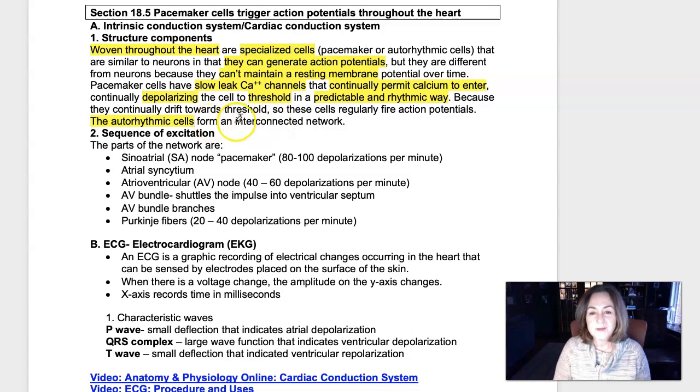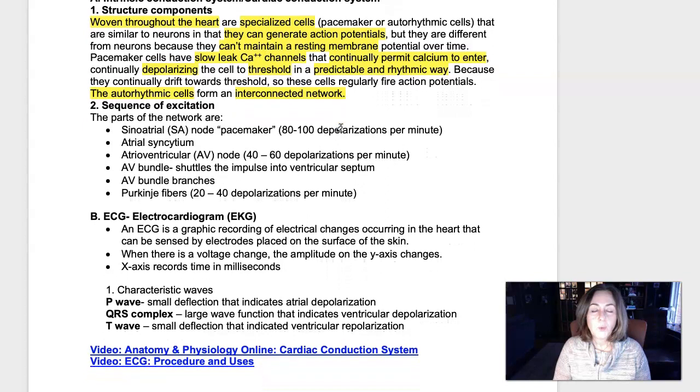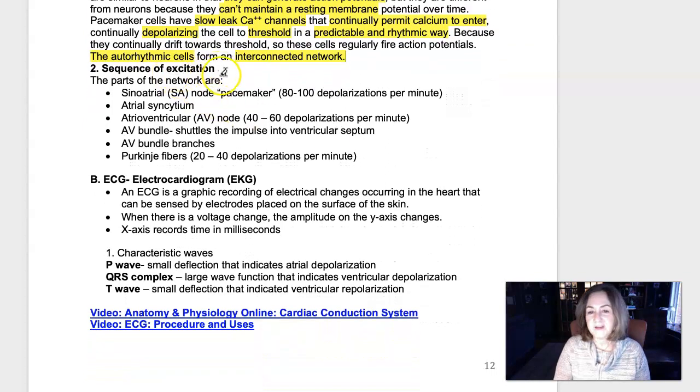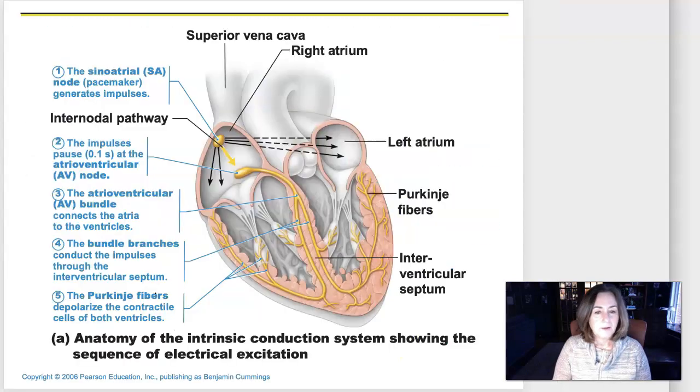So these autorhythmic cells, they're not just here and there. They form an interconnected network. They're all connected together. And so what I have in the sequence of excitation is basically the map of these autorhythmic cells. So I'm going to switch to a picture and show you where these are located. In our book, they give us a picture of the heart with these areas in yellow. And the yellow areas are the autorhythmic cells.